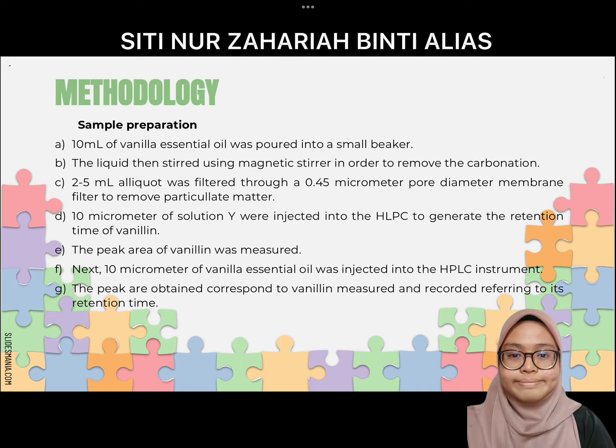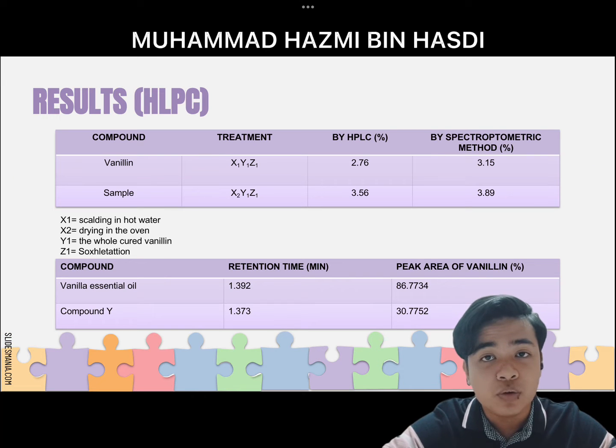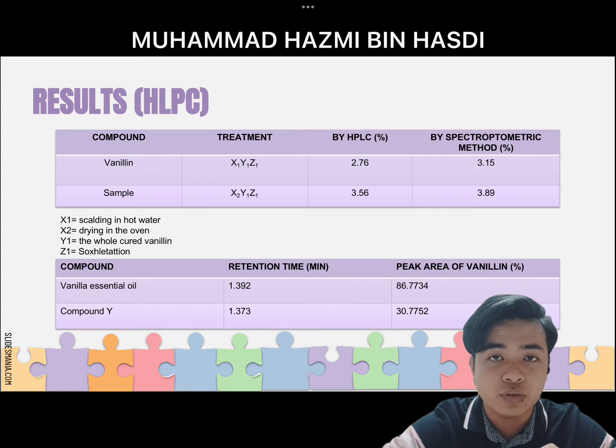That's all from me. Table 1 shows the result of this experiment determined by high performance liquid chromatography, which is HPLC, and the spectrophotometric method. The vanillin result for HPLC is 2.76%, while for the spectrophotometric method it is 3.15%. Then 3.56% is the sample HPLC result, while the spectrophotometric method is 3.89%.